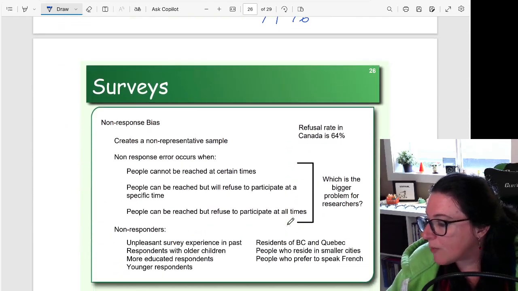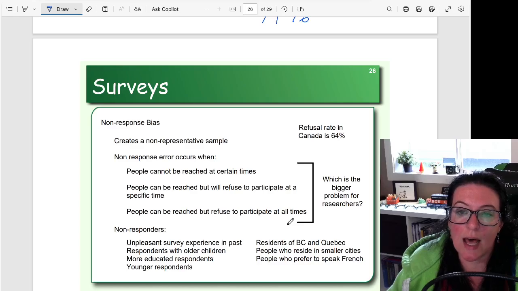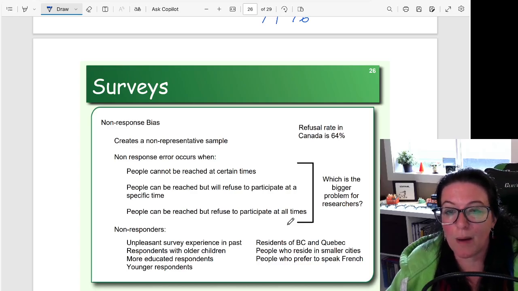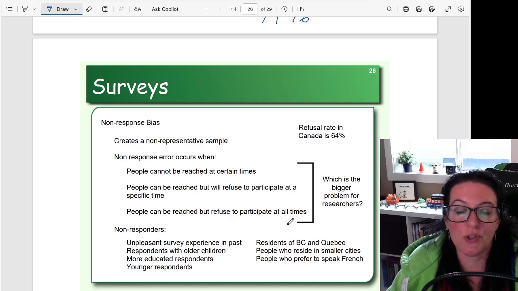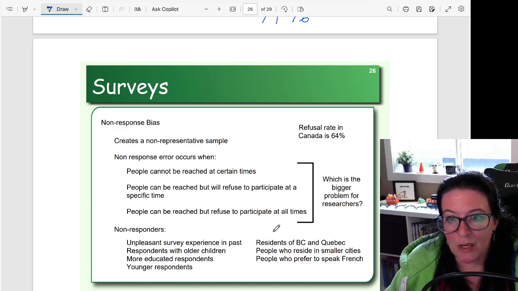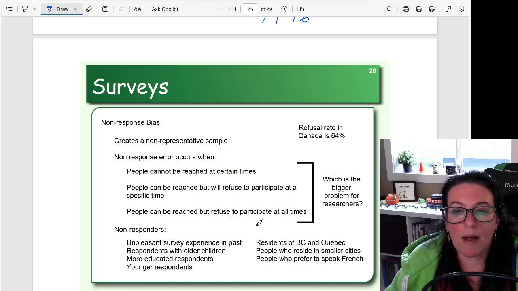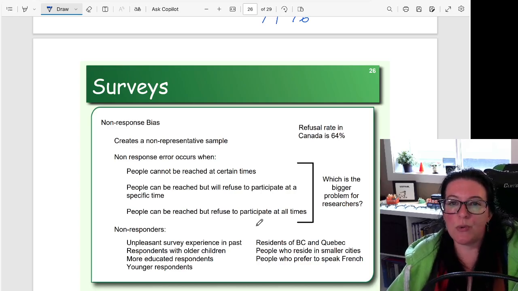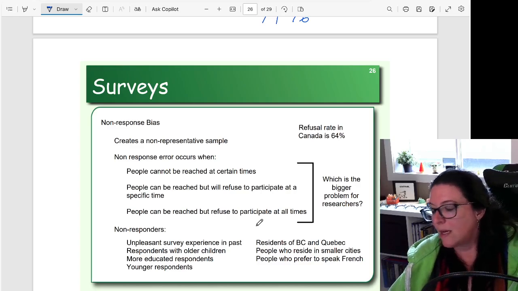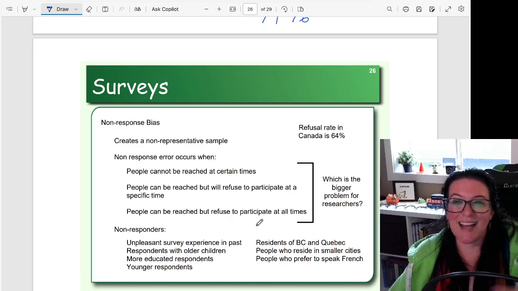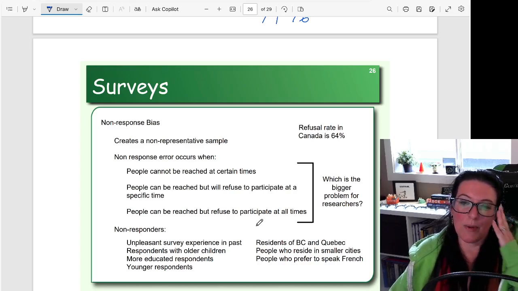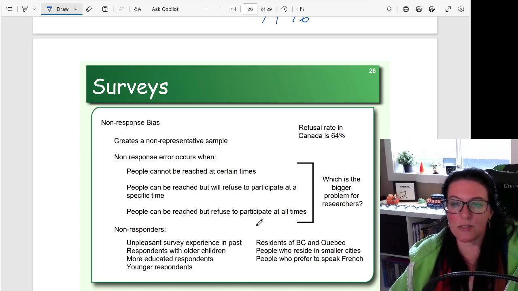Now we're talking about non-response bias, right? The key concern is that the sample is no longer representative of the population, and there's a key group or certain characteristics from the population that are not being represented. So we're concerned about that non-representative sample. When it comes to surveys in Canada, the refusal rate is around 64%, so there is a high refusal rate. We did say about half of Canadians do complete at least one survey per year.